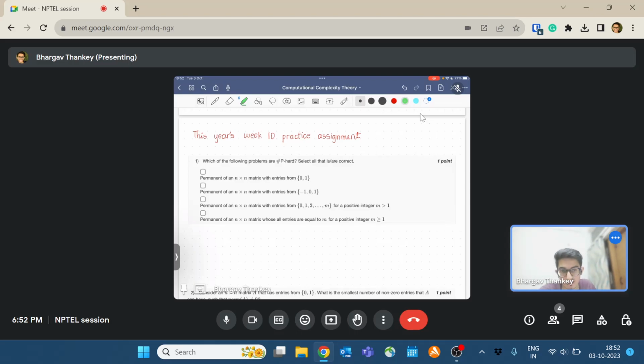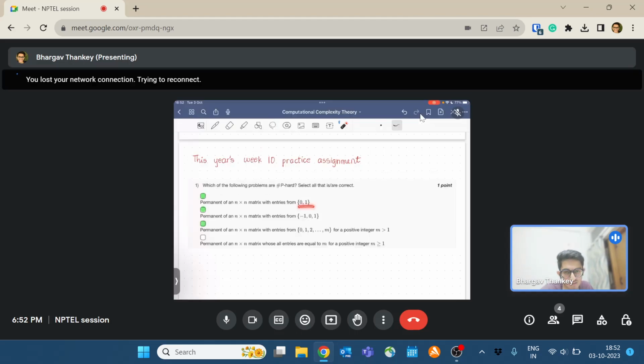A and B are true, but so is C. In class you saw A and B, and the reason that C is also true is the following. Any 0, 1 matrix is also a matrix whose entries are from 0 to m, right?